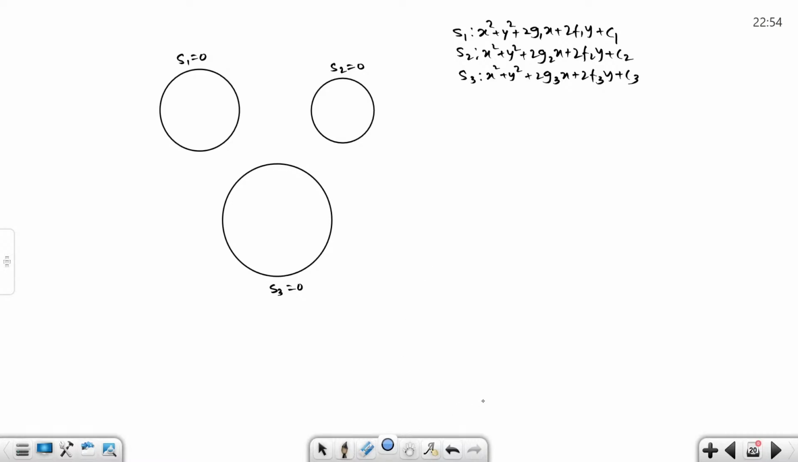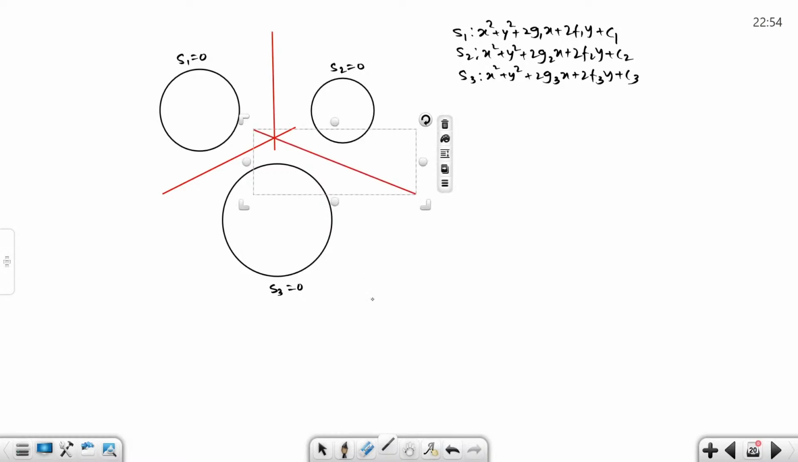Our task is to prove that if we take these circles pairwise, if we take S1 and S2, we are going to have the radical axis like this. If we take S1 and S3, we are going to get a radical axis like this. And if we take S2 and S3, we are going to get the radical axis like this. Now, all we have to do is to prove that this point, that is the meeting point of these three radical axes, let us denote this by O, is concurrent. That is, these three radical axes are passing through the point O. Our main task is to prove that, right?